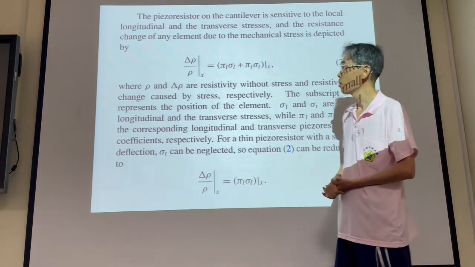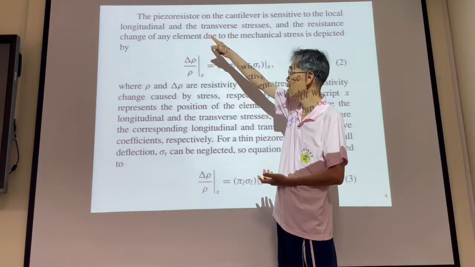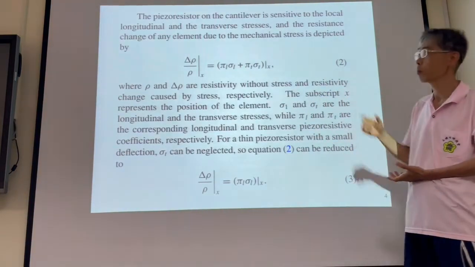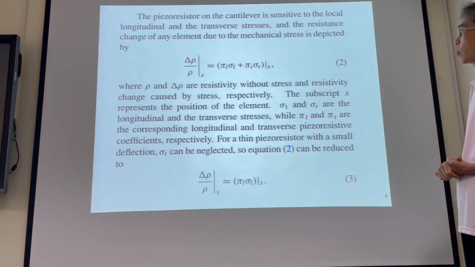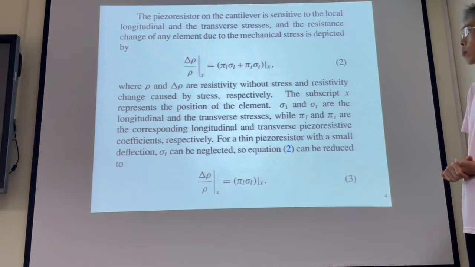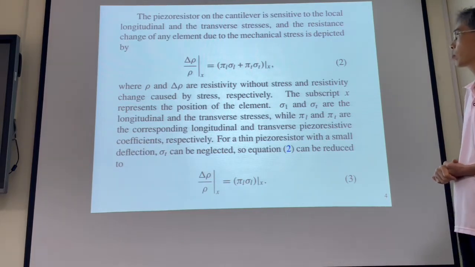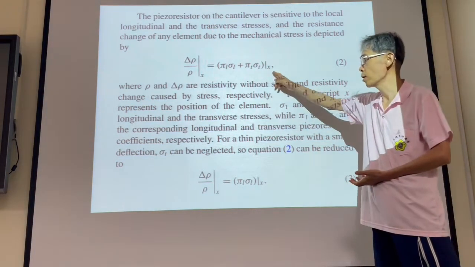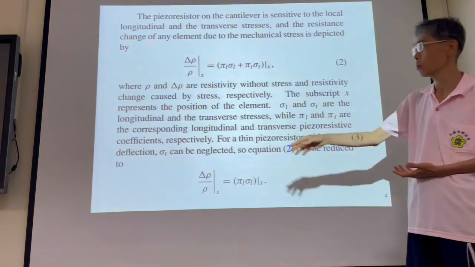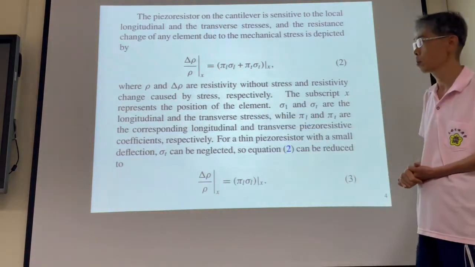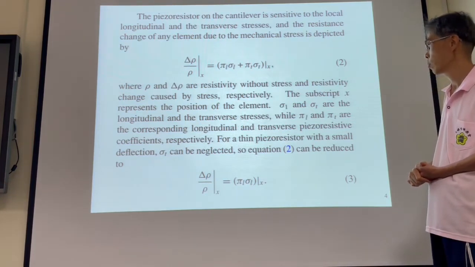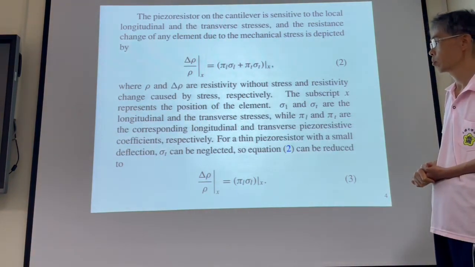Masi, could you read this? The piezoresistor on the cantilever is sensitive to the local, longitudinal, and the transverse stresses, and the resistance change of any element due to the mechanical stress is depicted by. Okay, thank you. Kumail, could you read this? Where rho and delta rho are resistivity without stress and resistivity change caused by stress respectively.